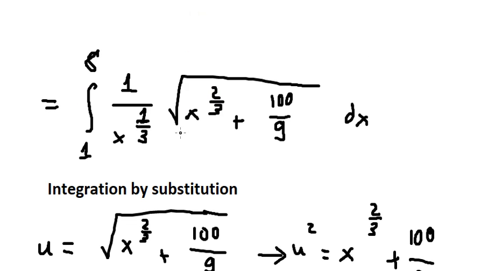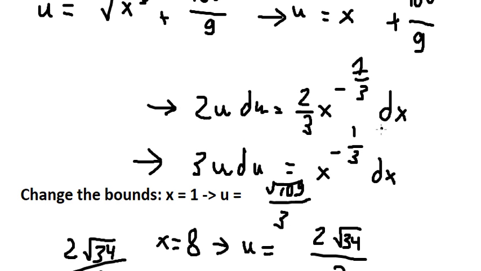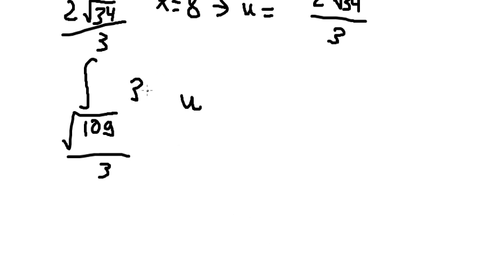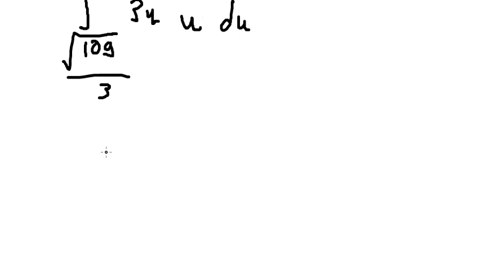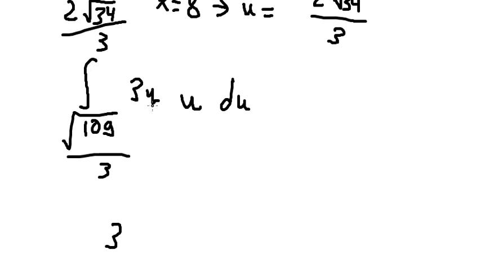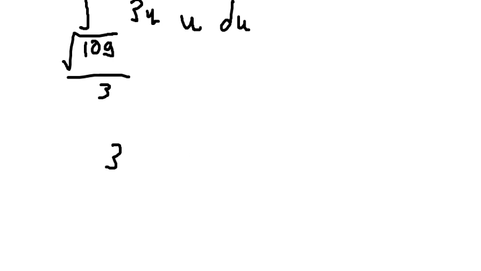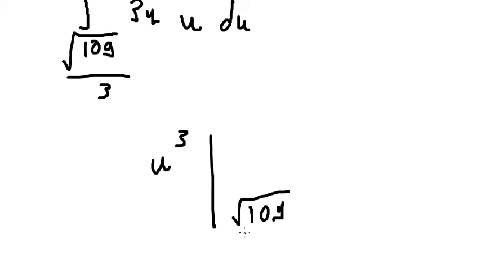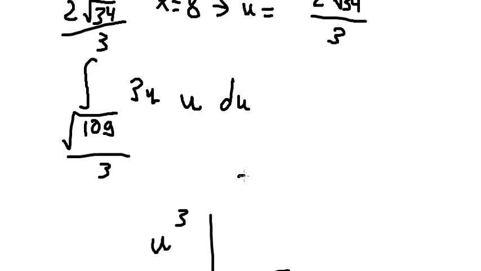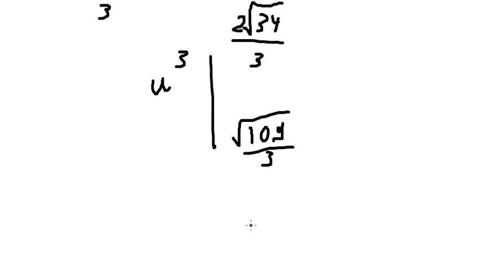So the square root we change by u. This one with ds, that is about this one. So we change by 3u du. So the integration of u squared, 3u squared, we have u to the power of 3, and we put the bounds. And now we have the final answer.